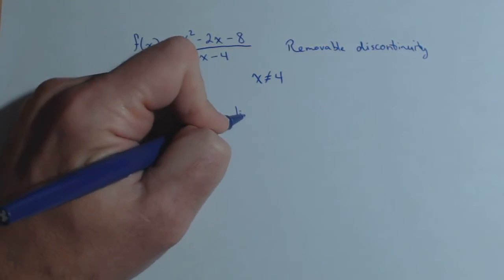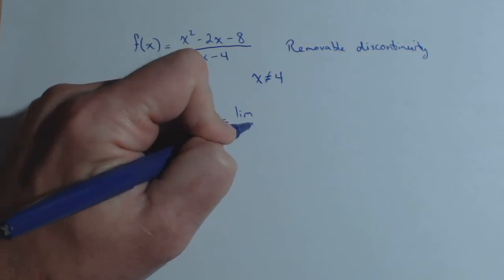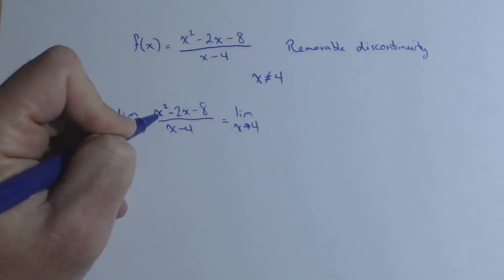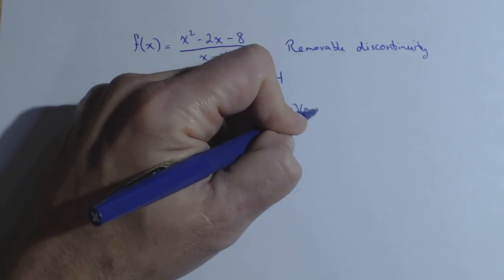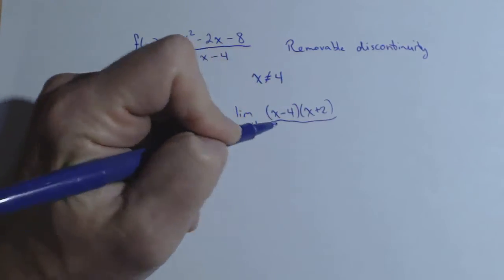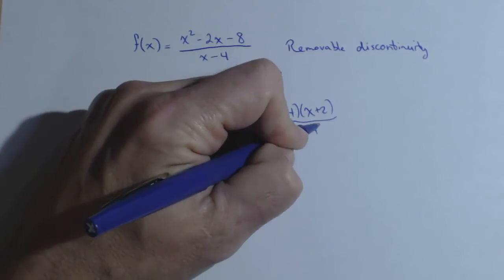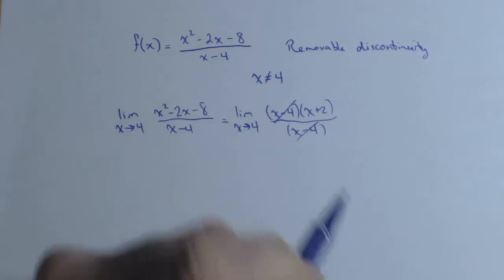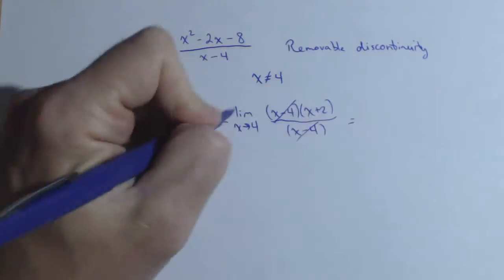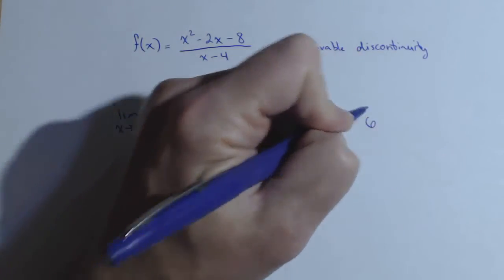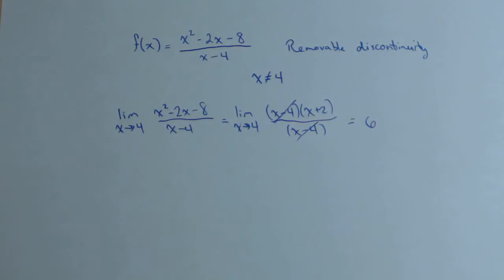Well, we're going to solve this limit using a little bit of algebra. The top will factor into x minus 4 times x plus 2, over x minus 4. Those x minus 4's will cancel as far as the limit's concerned, and now we can calculate this limit via direct substitution. In fact, it equals 6, which means we need f of 4 to equal 6 to basically plug the hole that's going to be missing in our graph.